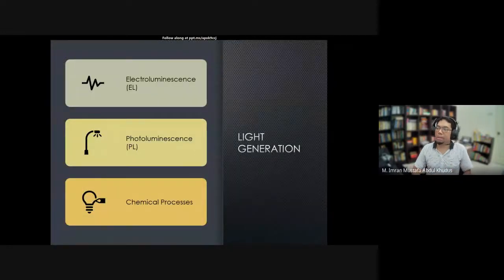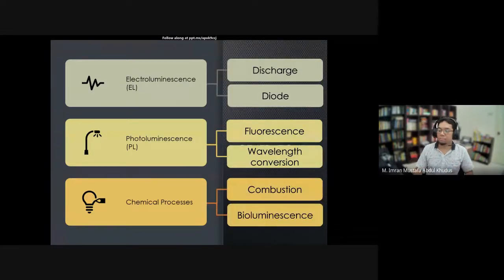Right, okay, so light generation, you can think of it in basically three ways. You can have a chemical process, when you mix two chemicals and it lights up. You can have electroluminescence, converting electricity into light, or you can have photoluminescence, which is converting light into a different kind of light, so different wavelengths of light. So generally, chemical processes include combustion, right? And then we have electroluminescence, typically a discharge.